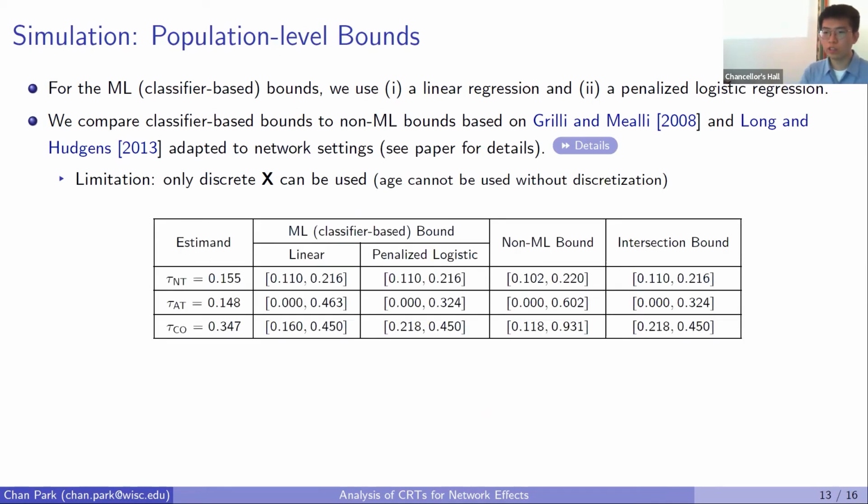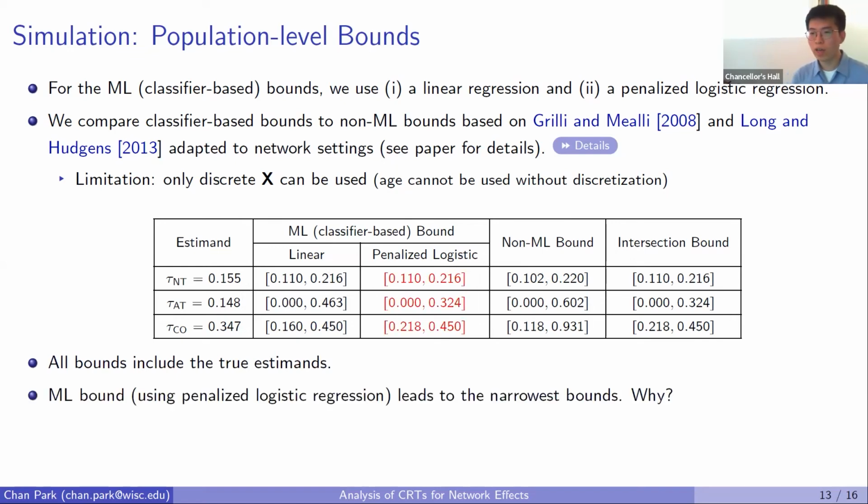So once we calculate the population level bounds, here's the result. All bounds include the true estimate. For example, the effect among never takers, which is 0.15, always belongs to these intervals. And the same story goes for the effect among always takers and compliers. When we compare the length of the interval, we find the machine learning bound, our methodology using penalized logistic regression, leads to the narrowest bounds.